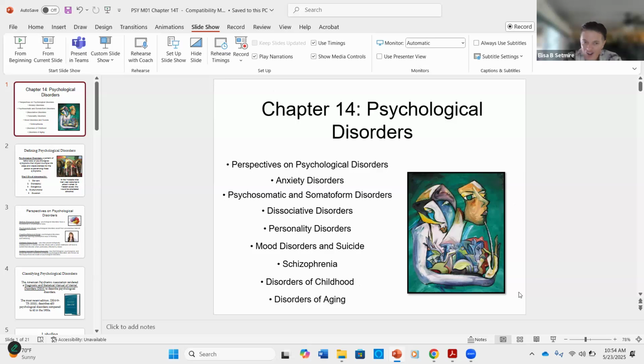Okay. So those aren't all the disorders, but those are most of the big ones, kind of looking at most of the big categories.